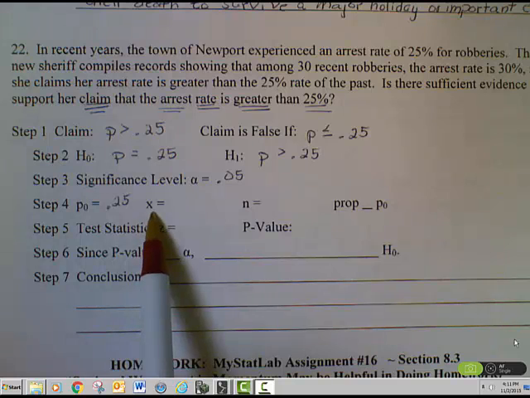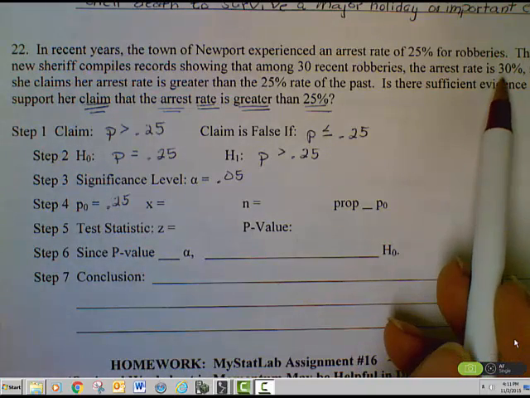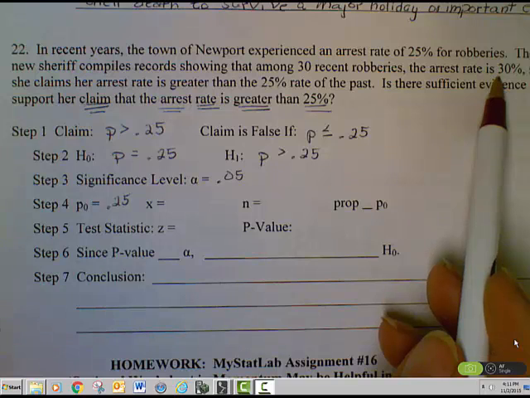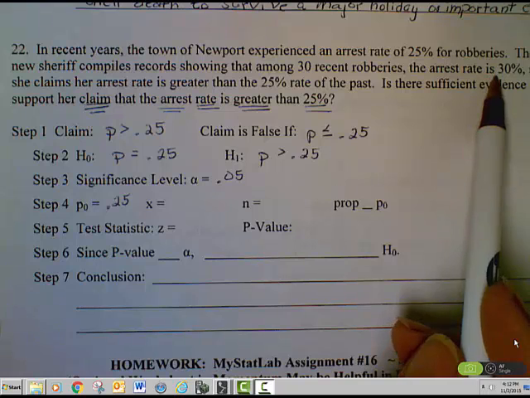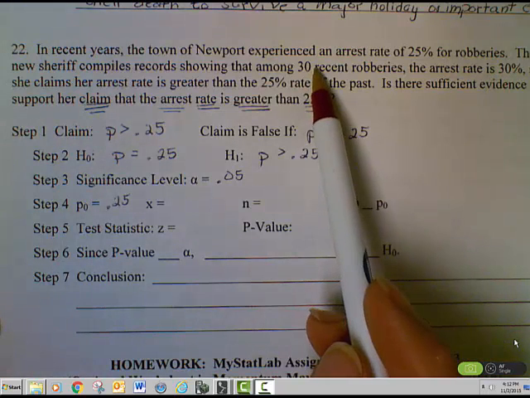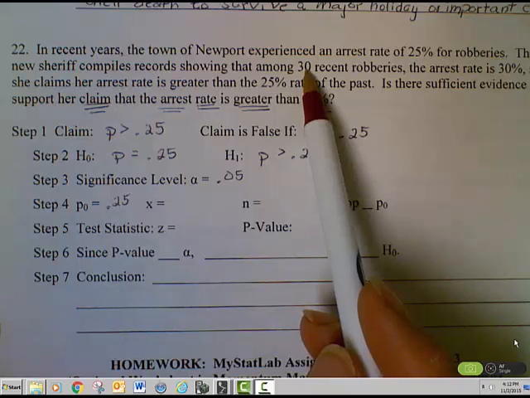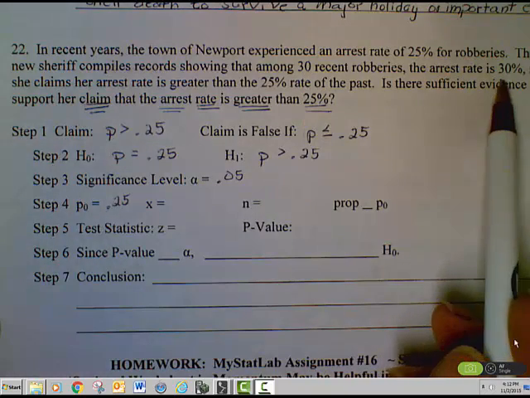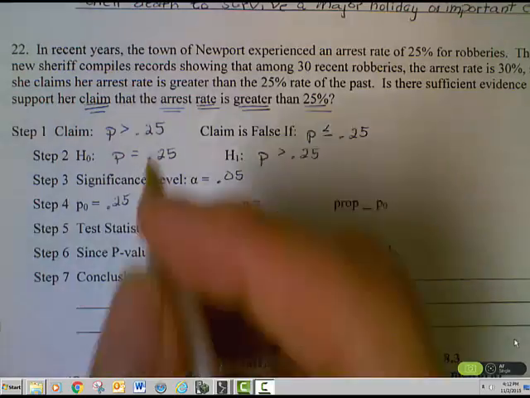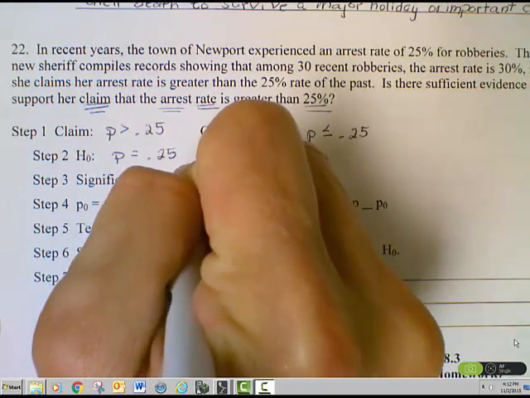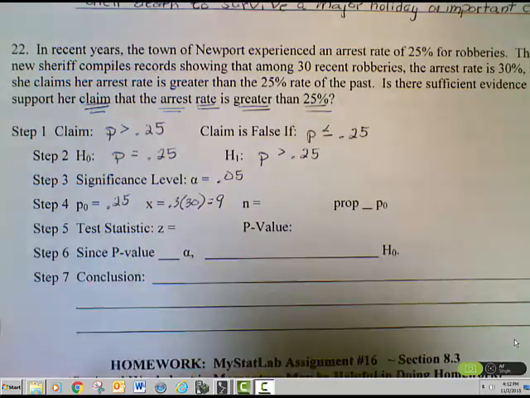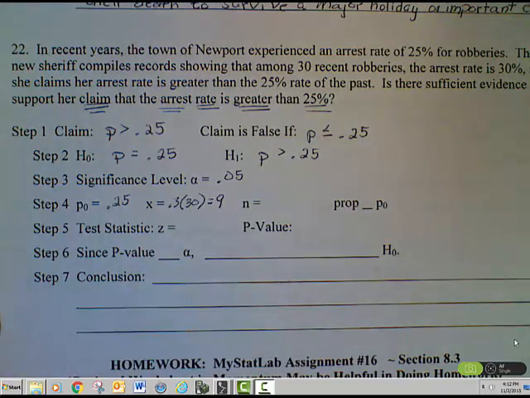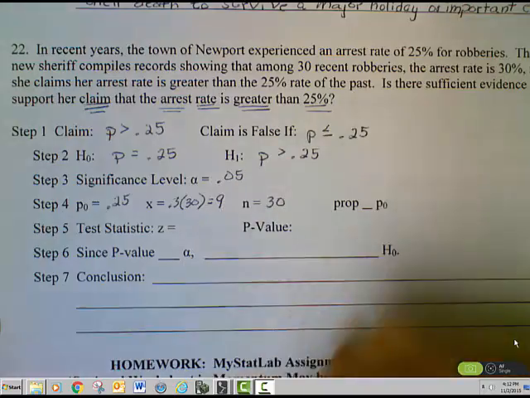What does X stand for? The number of successes. Could the number of successes be this 0.3? You can't make 0.3 of an arrest. Her arrest rate is 30% of the 30 recent robberies. How do you find how many arrests that is? 30% of 30, 0.3 times 30 is 9. So there were 9 arrests out of a total of 30 robberies.